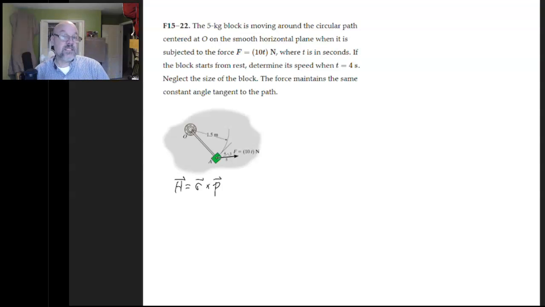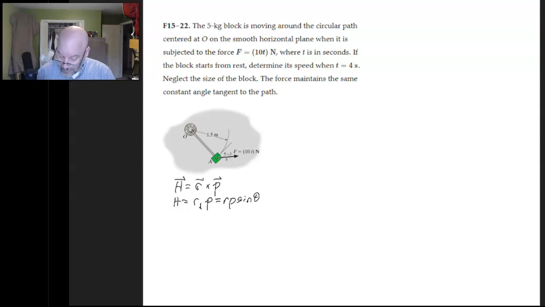Now, if we just think in terms of magnitude, and we say our motion is limited to a plane, and therefore our angular momentum is going to be perpendicular to that, then we can sort of reduce this like this. We can say it's the perpendicular interaction of r and p, which is rp sine theta.